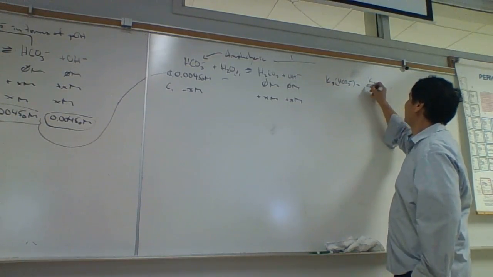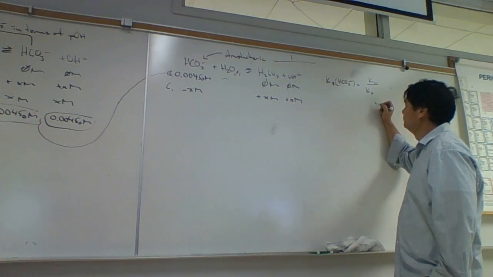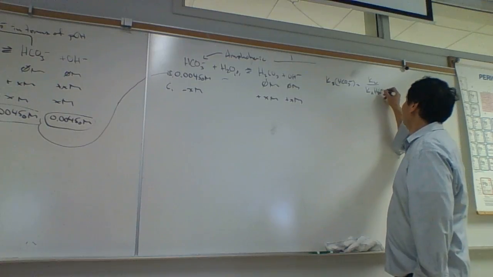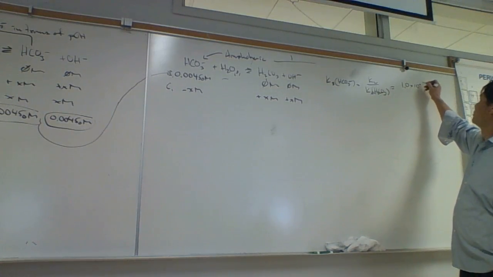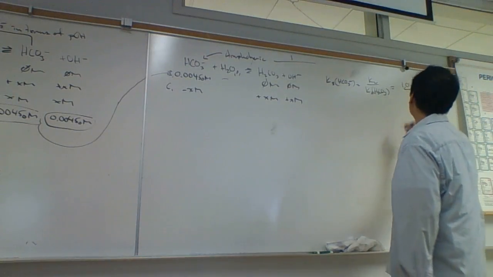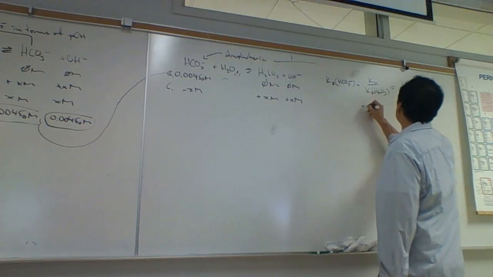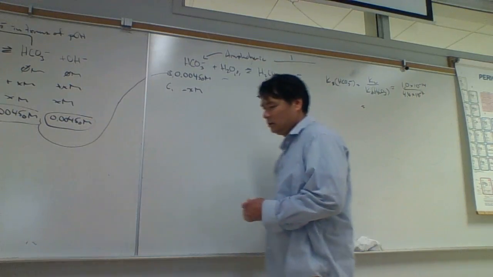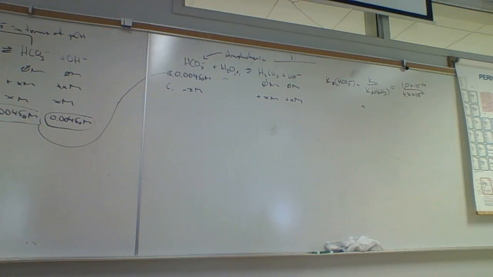Kw over the Ka for what acid? It would be the Ka for carbonic acid. And so this is 1.0 times 10 to the minus 14. The Ka for carbonic acid is 4.4 times 10 to the minus 7. I wrote that out on the board earlier. And therefore the Kb for bicarbonate is what?